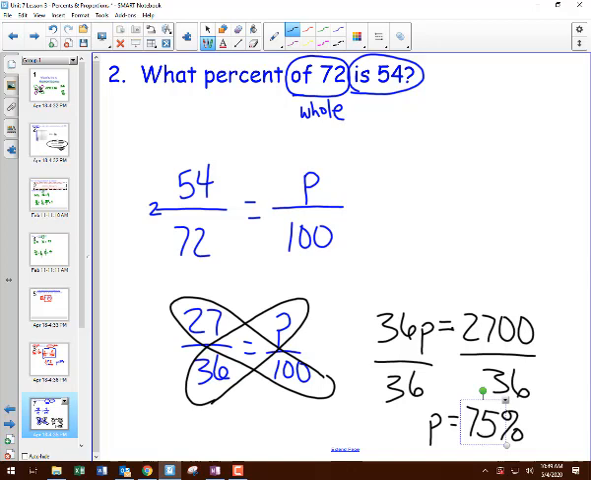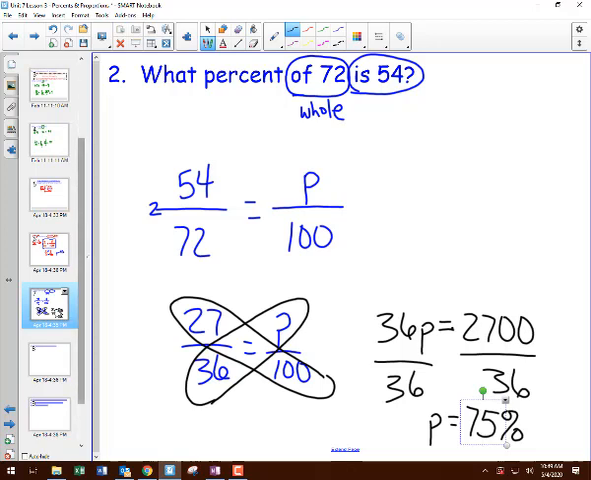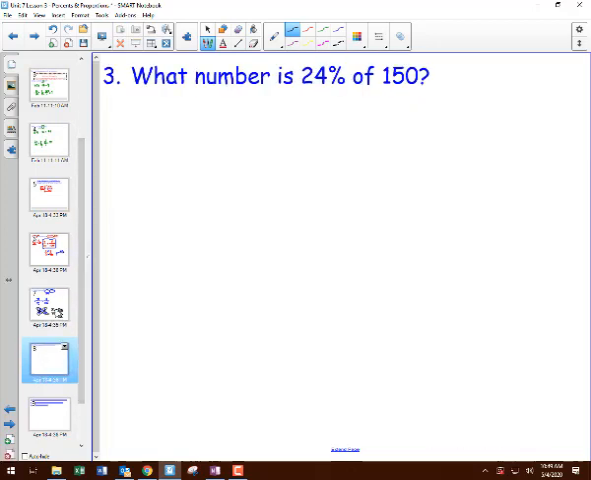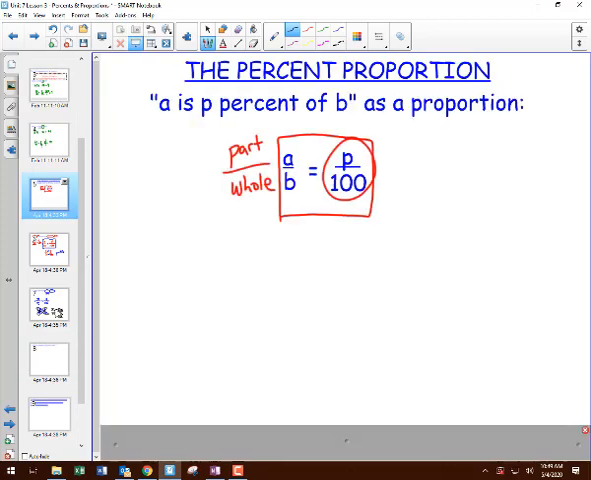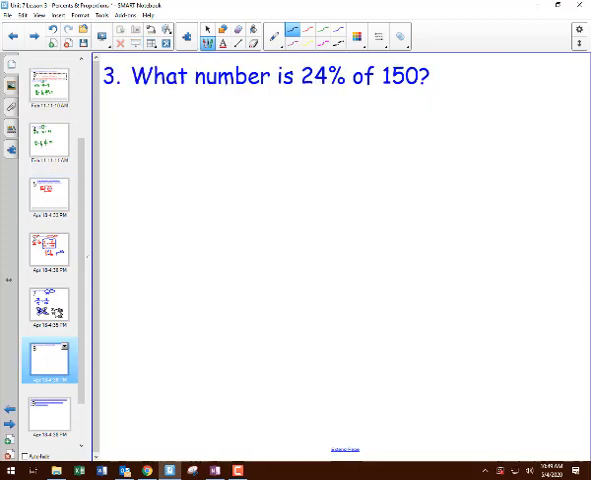All right, so here again, the most important part is getting it set up. What's the part? What's the whole? Okay, and so if you're having a hard time remembering that, don't be afraid to flip back here. We always follow the same thing. We always are trying to find the part over the whole equals what percent over 100. Use that same proportion every single time.